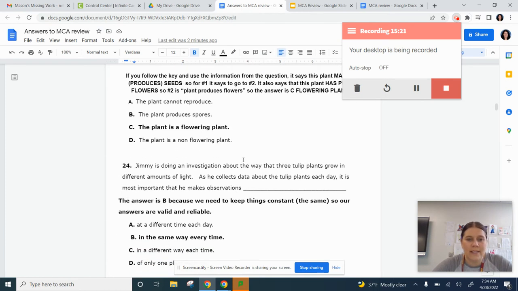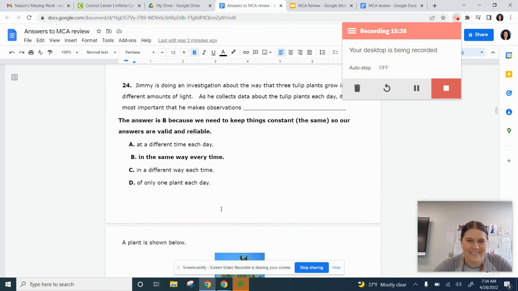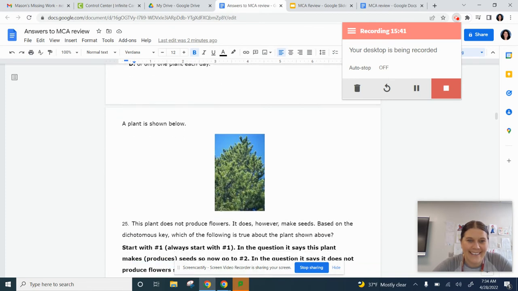If Jimmy does an investigation, what should he do every day? He should do the experiment the same way every time to keep things valid, constant, reliable. Same thing, same way, a million times. Repeat the same way so you can compare.